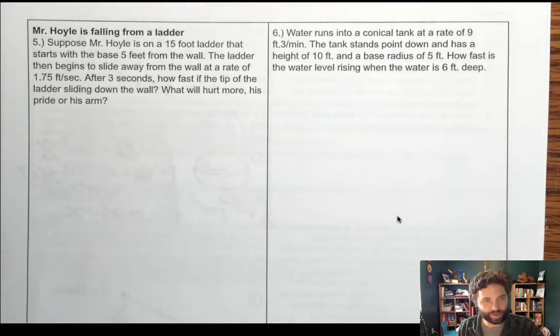Suppose Mr. Hoyle is on a 15-foot ladder that starts with a base 5 feet away from the wall. The ladder begins to slide away from the wall at a rate of 1.75 feet per second. After 3 seconds, how fast is the tip of the ladder moving down the wall?